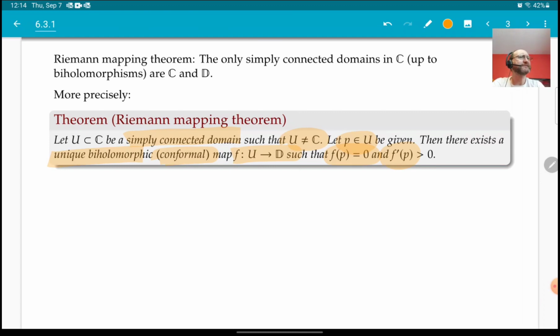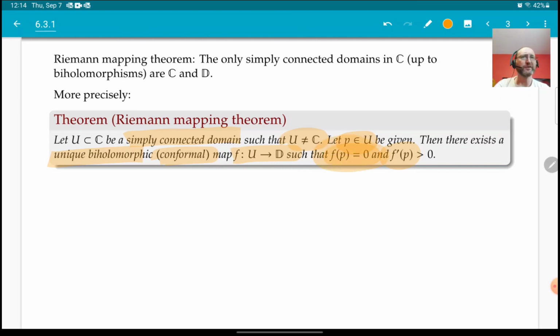And by that, the derivative is a complex number. How can it be positive? I just mean that it's real and positive, right? That's what we mean here. And there is actually a unique one that does that. Basically, it's not hard to make this work.